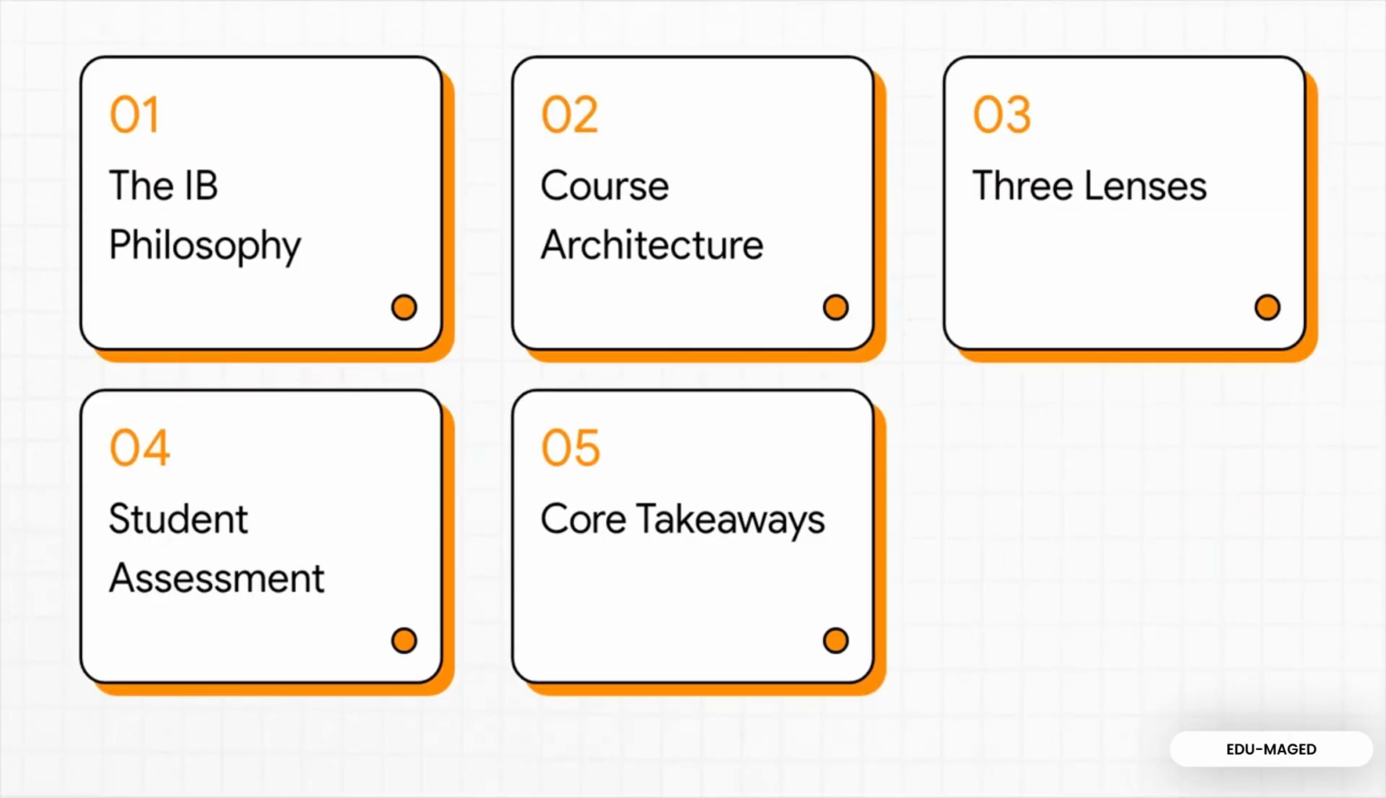Okay, here's our game plan for this explainer. We're going to start with a big picture, the IB's educational philosophy. Then we'll get into the nuts and bolts of the course architecture, SL versus HL. After that, we'll look at the 3 key lenses for analyzing texts. We'll wrap up by navigating student assessments and pulling it all together with some core takeaways for you.